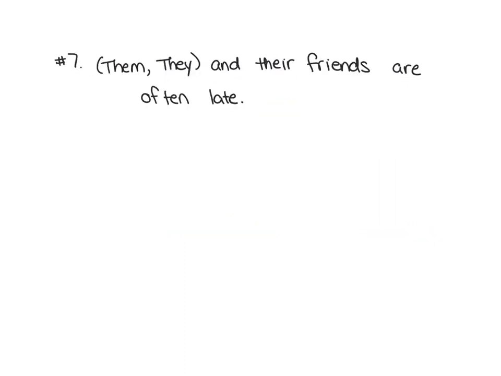The other special circumstance I want to talk about is when the pronoun is at the beginning of the sentence. So in this example, for them or they and their friends are often late. So in this case, we would actually get rid of the second half of the subject. So we would get rid of the and their friends. So then we would see, is it them are often late or they are often late? And you can probably tell just from listening to it that they are often late sounds more correct than them are often late. That doesn't quite sound natural. So it would be they.